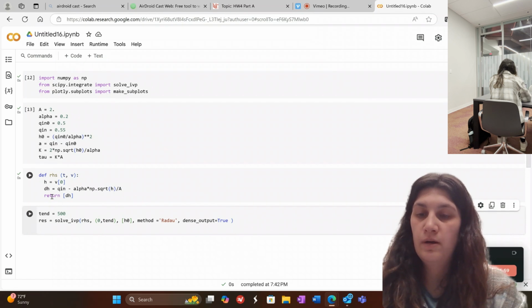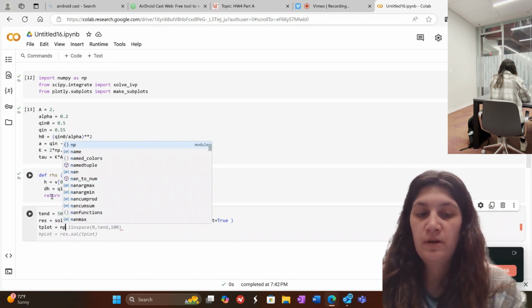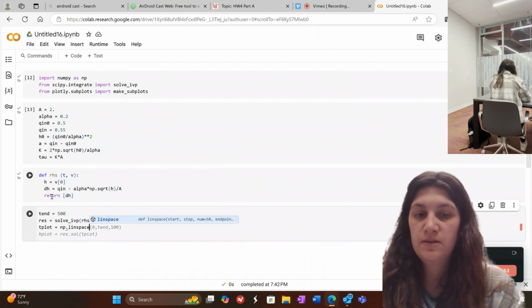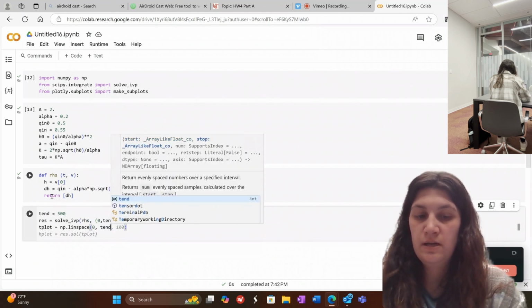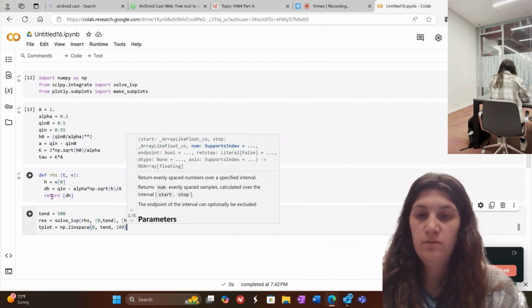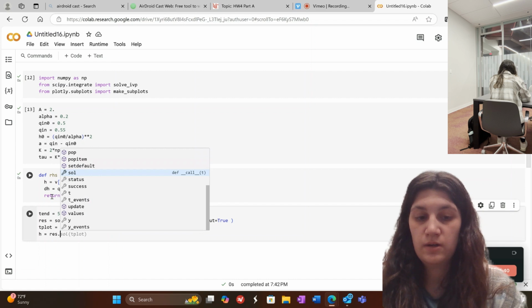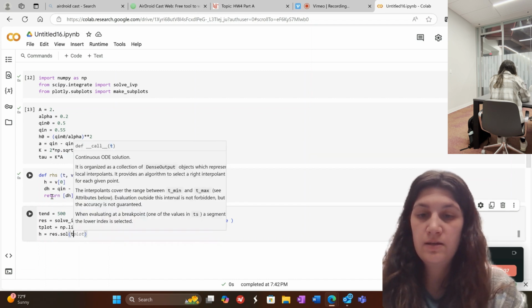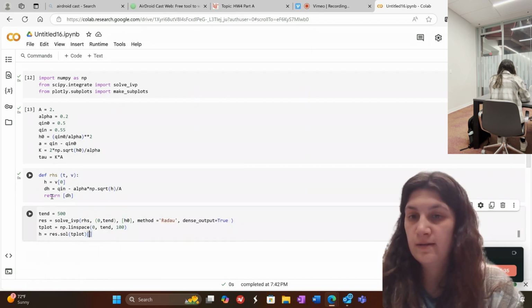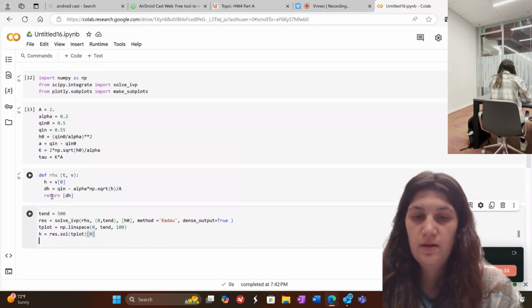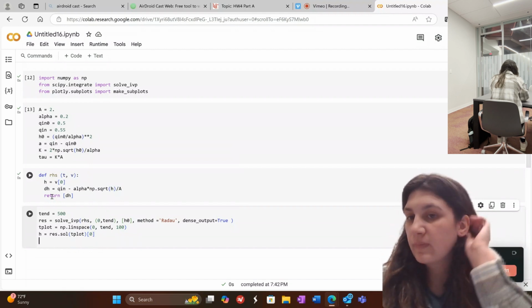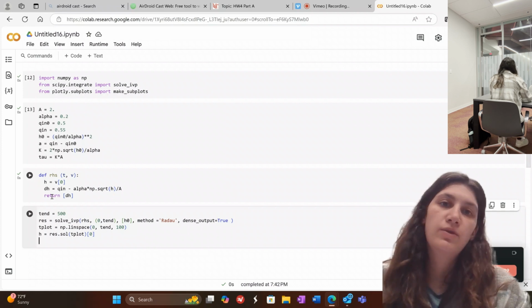Now for plotting, we want to say that tplot is equal to np.linspace from 0 to t end, 100. H is equal to res.sol of tplot, and we just want the initial value because we only have one differential equation this time.